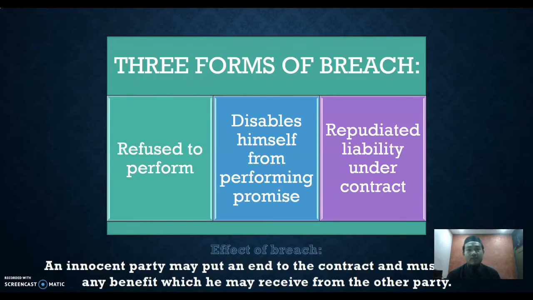For the effect of breach, an innocent party may put an end to the contract and must restore any benefit which he may have received from the other party, as stated in Section 65 of the Contract Act 1950. That's all from me, and I'm moving to the next presenter. Thank you.